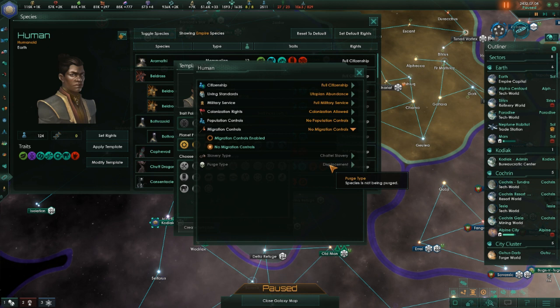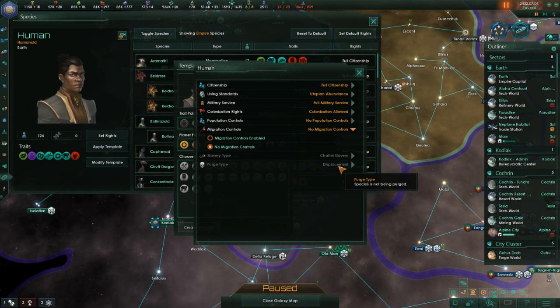Slavery and purge. Slavery is the ability to make sentient creatures into slaves. I always play with this off. Purge type is if you're playing with a particularly evil empire that wants to purge all the aliens from your population in order to keep you pure. By the way, if you purge, you will become a mortal enemy of every single species in the galaxy. They tend to not like that.